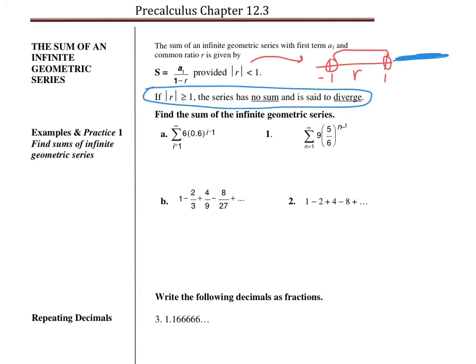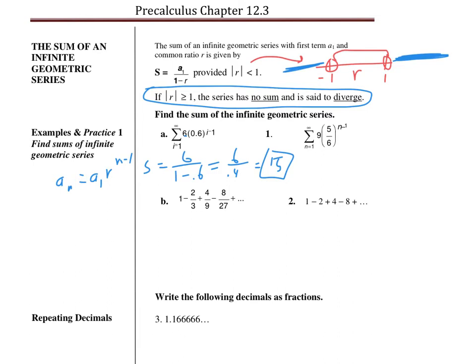So if it's out here or out here, we cannot use this formula. Okay, so here's the formula: S equals a sub 1 over 1 minus r. And so we're going to do sum equals, and I kind of know here that the first term is 6, and then the r is 0.6, just based on my a sub n equals a1 times r to the n minus 1 formula. And so it's going to be 6 over 0.4, and so that's 15.